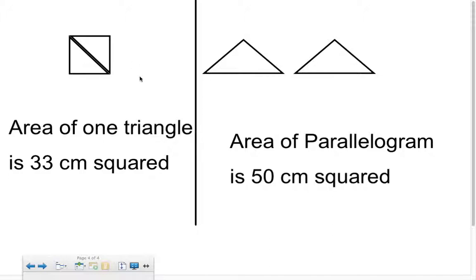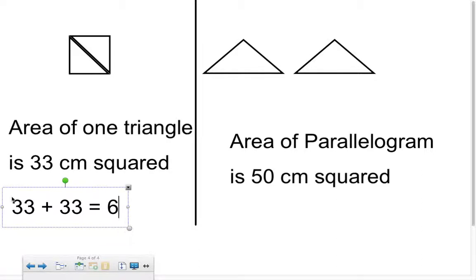Could you tell me what the area of this whole square is? Remember, the area of one triangle is 33. So this square is like two triangles put together. So wouldn't you just have to add 33 plus another 33, or 33 times 2, and get 66? Yeah, you could do that.